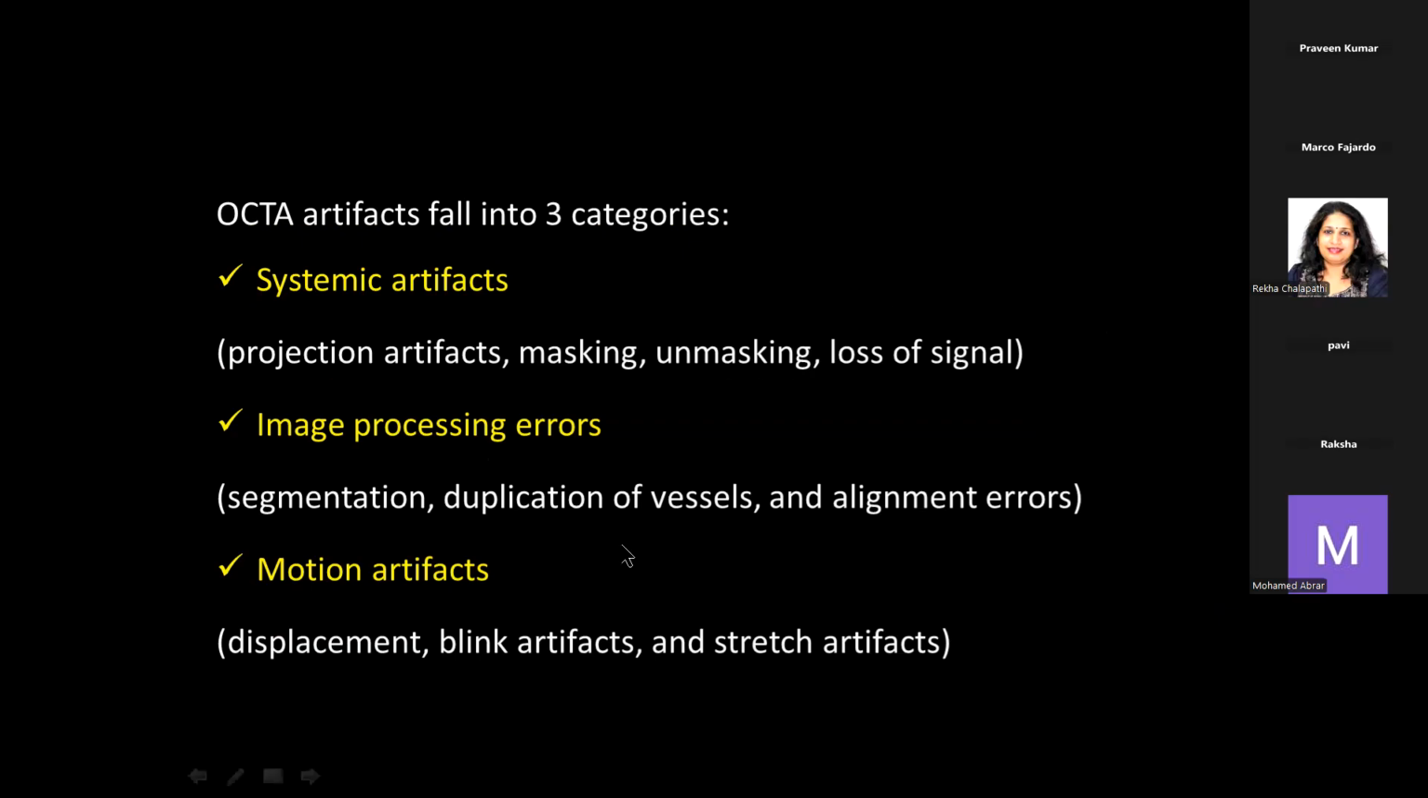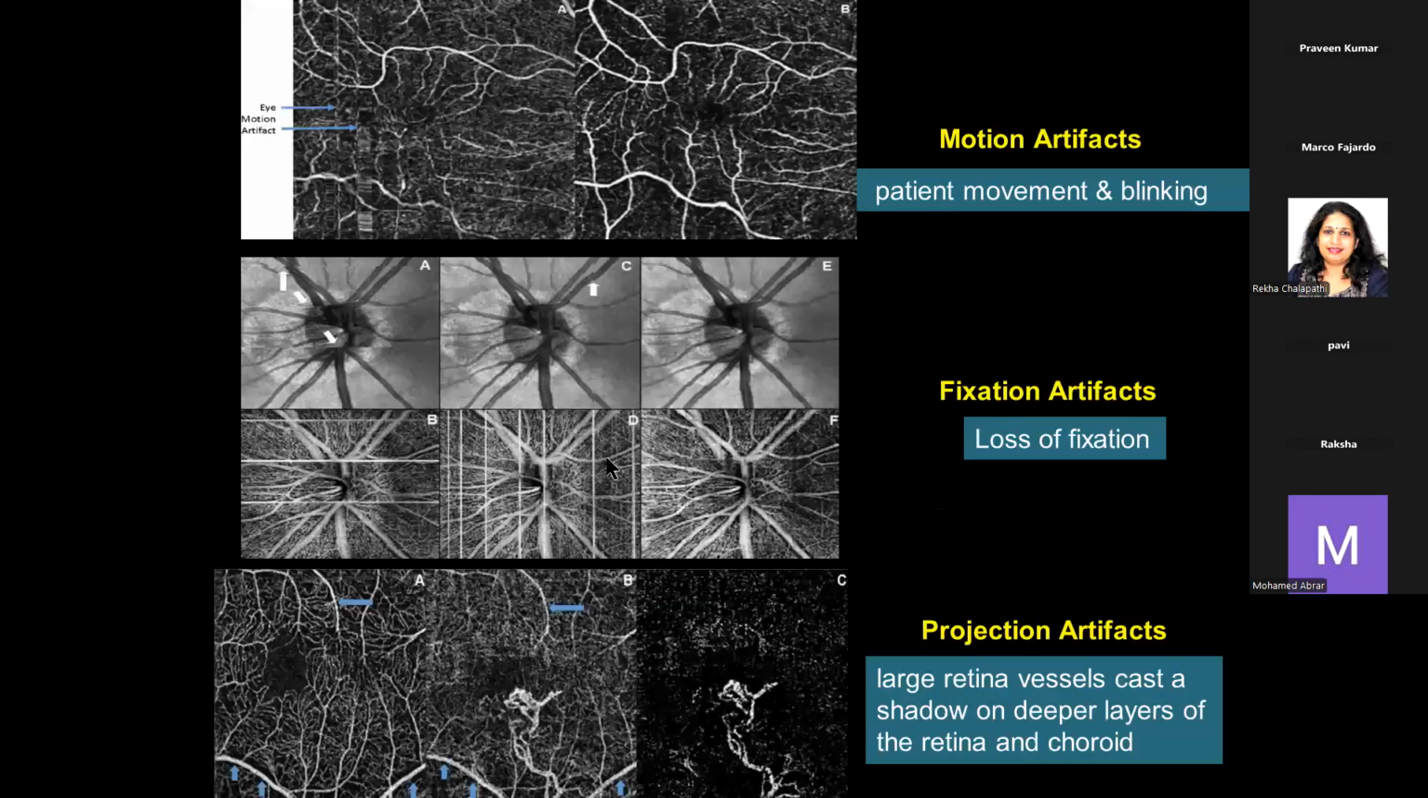Motion artifacts occur, because suppose the patient is a poorly cooperative patient, blink artifacts can occur, stretch artifacts can occur, and image displacement can occur. So many artifacts can be induced in the images, which give erroneous readings or false images, or the images may not be clear. Here is a patient with motion artifacts. This is how the fixation artifacts look; you don't get a clear-cut image.